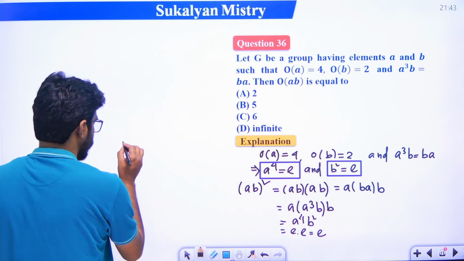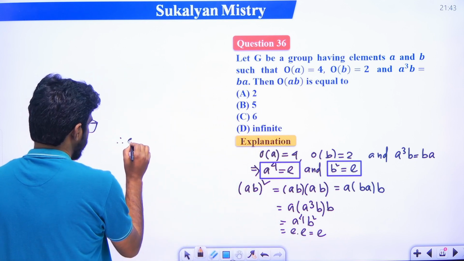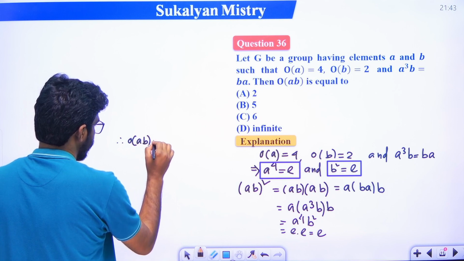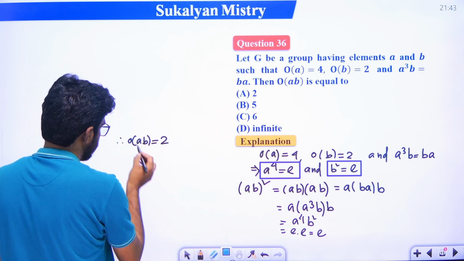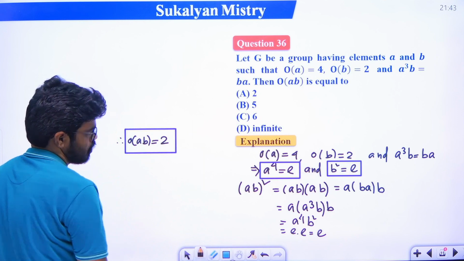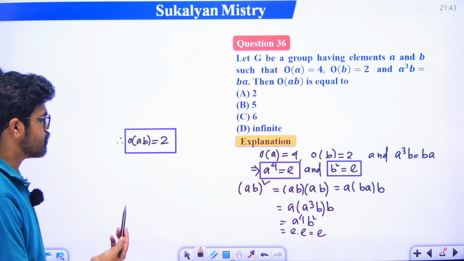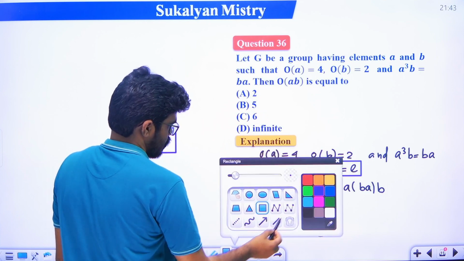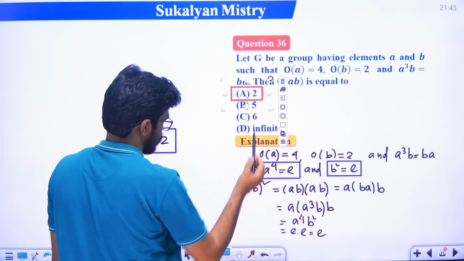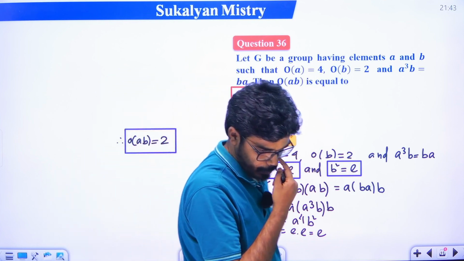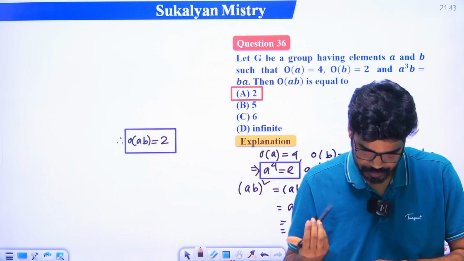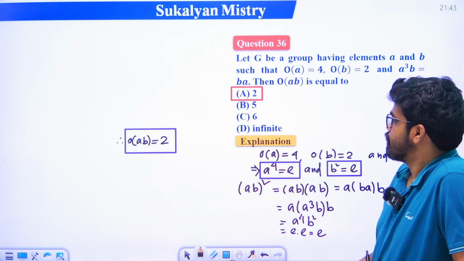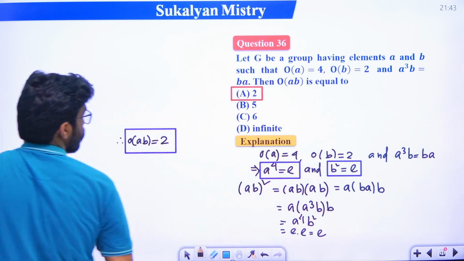Therefore the order of AB will be 2. AB square is equal to E, that means the order of AB is 2. So option A is the correct answer. Okay? So next problem.